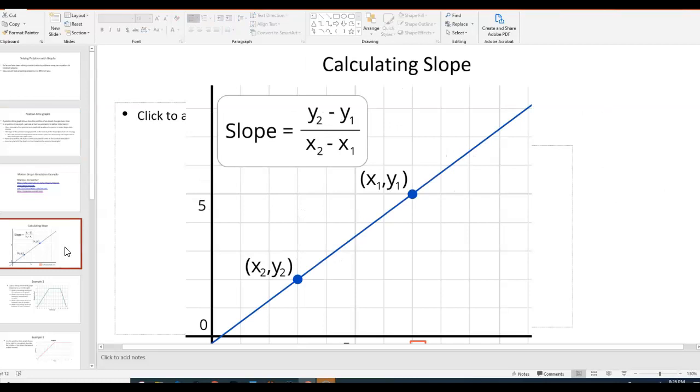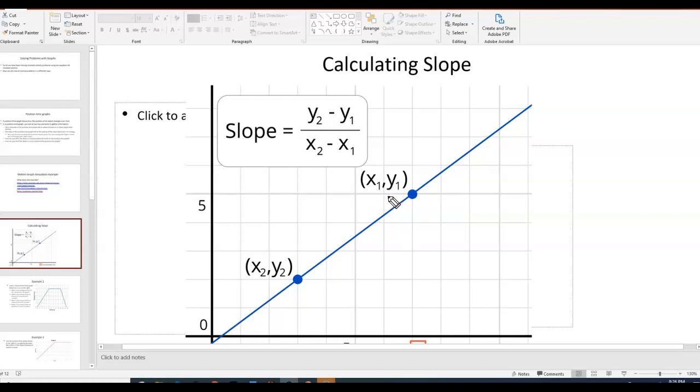Okay, now the way you calculate slope, you can use rise over run, but what I find is best is to use the slope equation. Okay, the equation for slope looks like this: y2 minus y1 divided by x2 minus x1. Okay, so what you do is you pick 2 points on your graph. It doesn't really matter what 2 points. I usually prefer to do the endpoints, but it doesn't really make a difference.